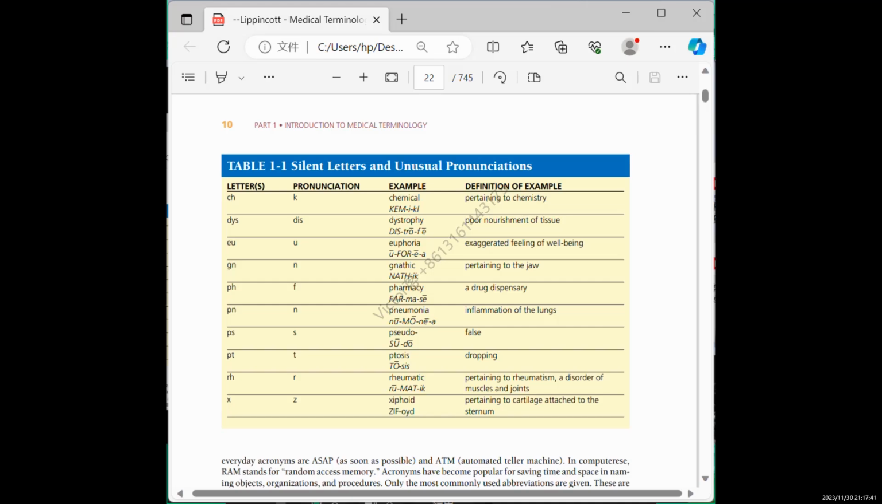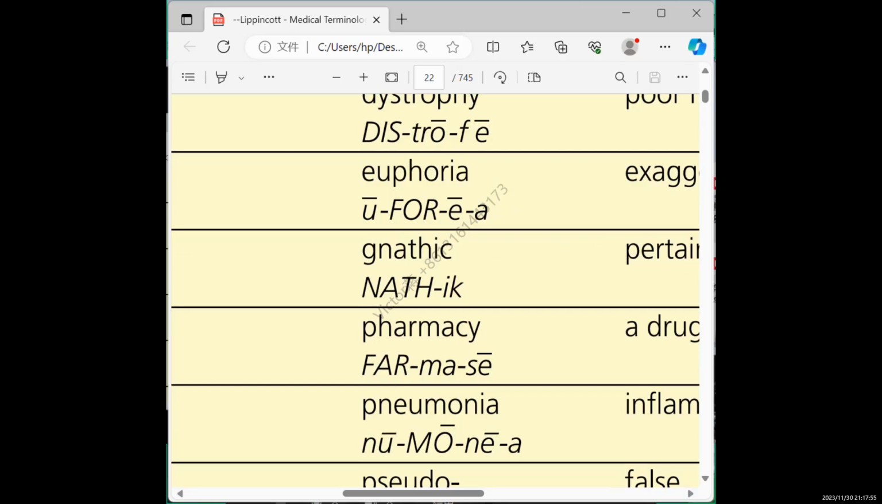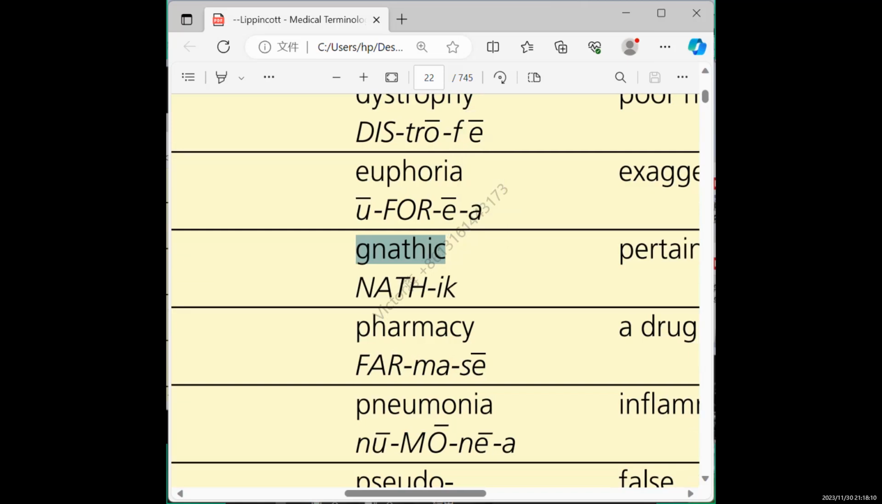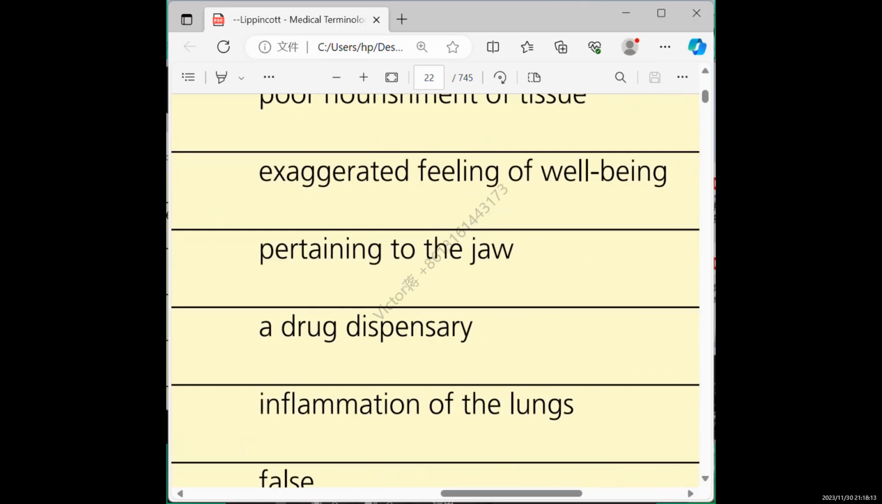So next to talk about GN, read N, here GNATHIC, NATHIC. This word, we don't often come across, but if you are a student in a school of dentistry, this kind of word is very basic. So NATHIC means pertaining to the jaw. We have the upper jaw, lower jaw, right?